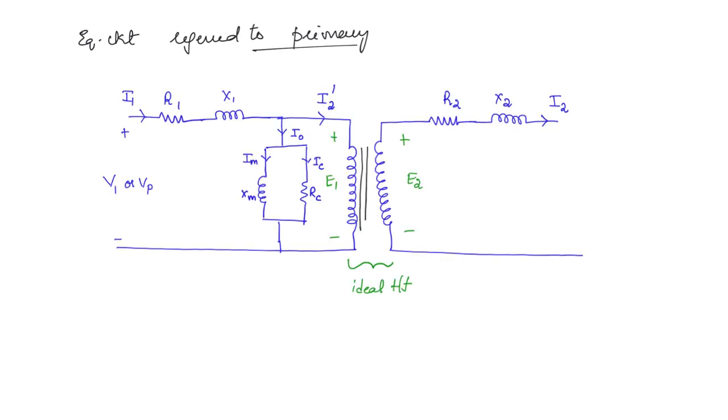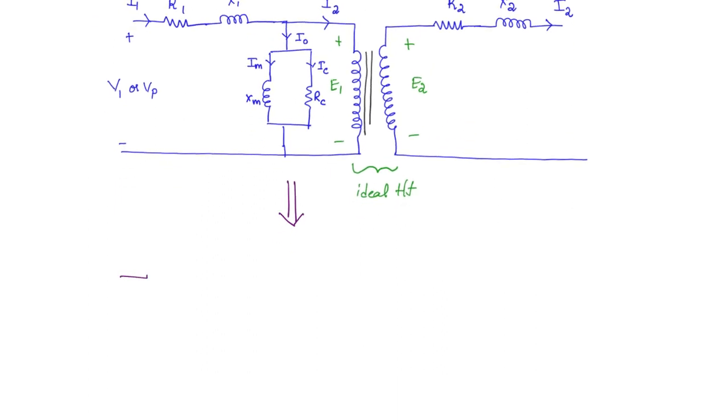This was the exact equivalent circuit, right. Now what we are going to do is transform R2 and X2 to the primary side. We are basically referring to the primary side. So R1 and X1 will remain as they are, and the shunt parameters also will remain as they are, there will be no change.